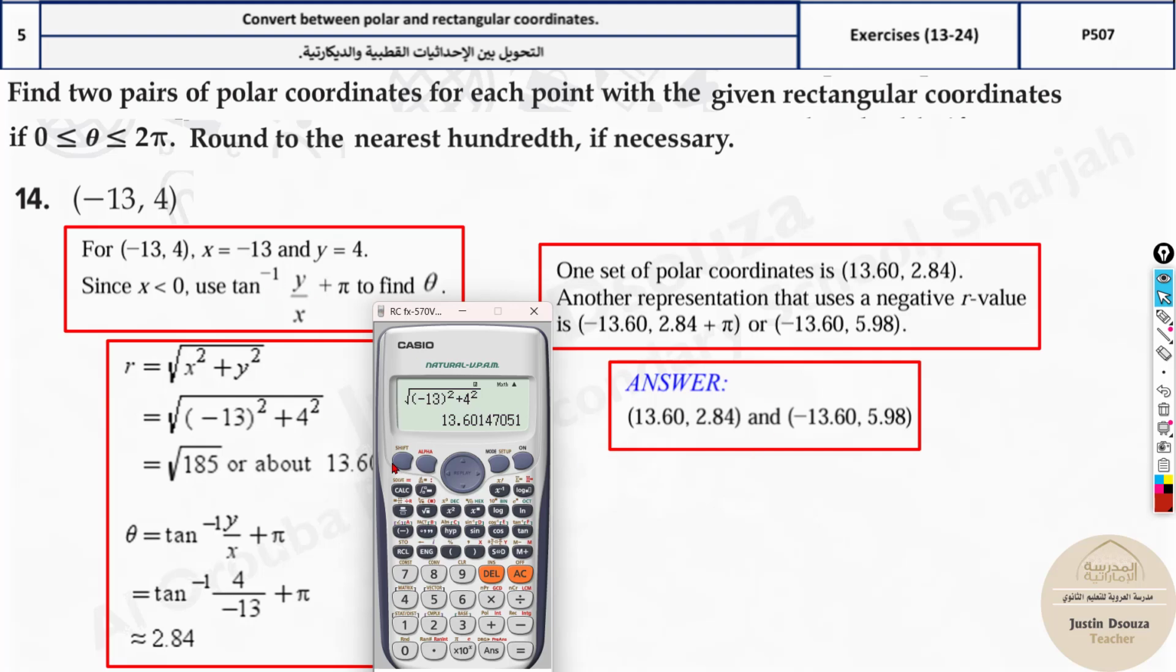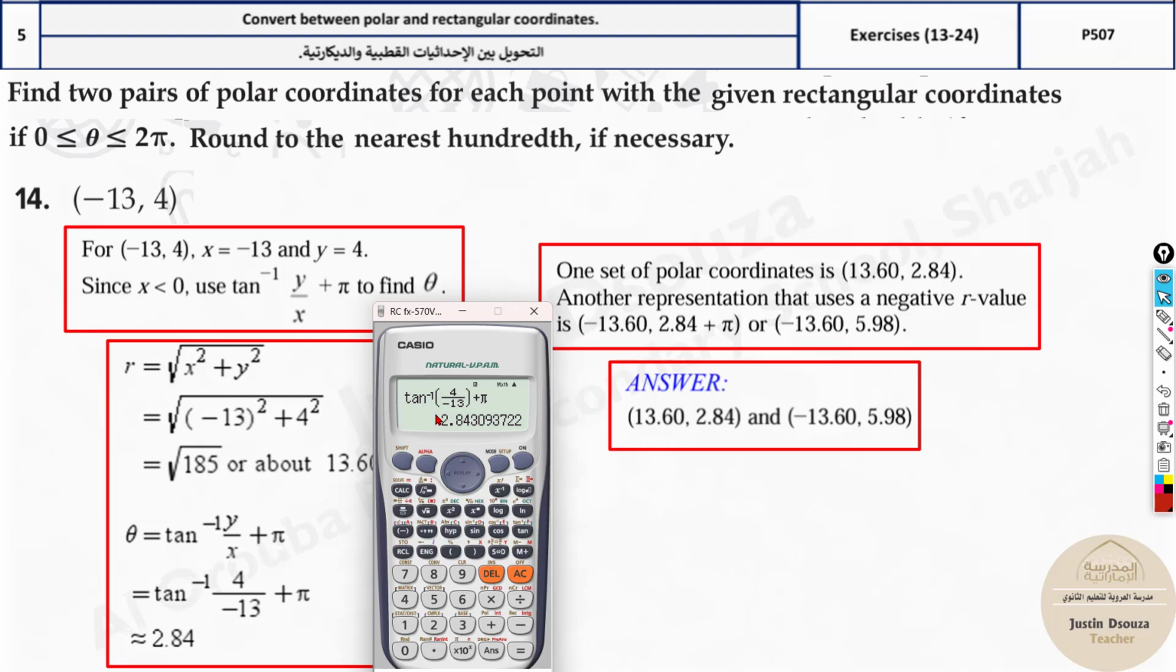Now what about theta? Tan inverse of y, which is 4, divided by, the sign is very important here, x is negative 13. So the formula is add pi to it. If you don't add pi, the answer is wrong. Now the answer is 2.84. That's the original answer, yes. But we have to add pi or subtract pi.